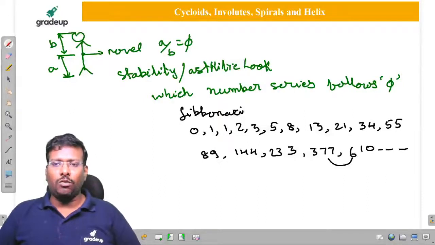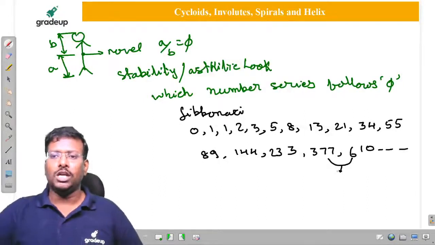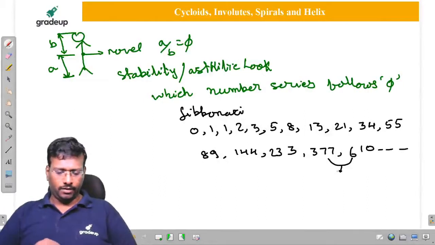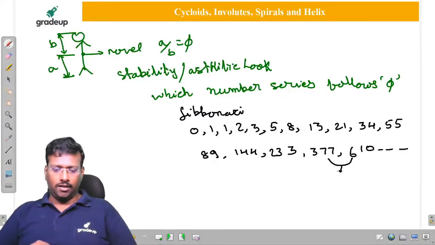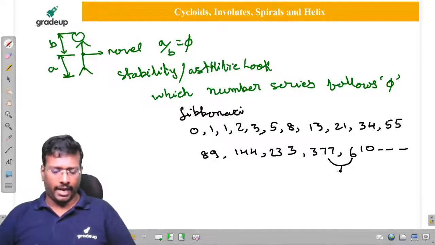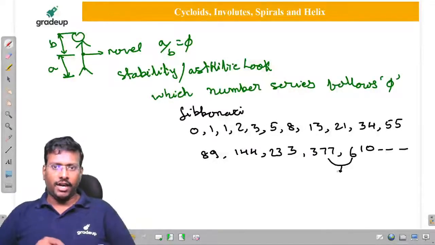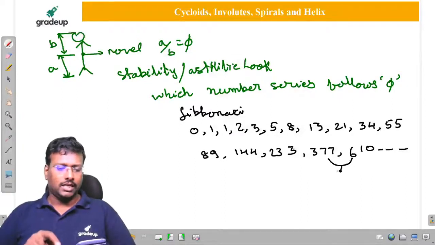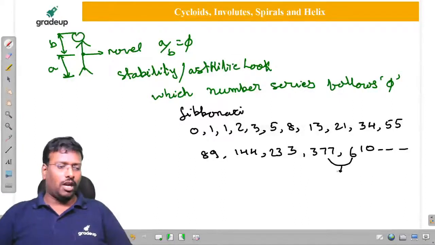Now you check it out. What is the ratio of these two? 610 divided by 377. I hope you are going to get 1.618. 377 divided by 233, we are going to get 1.618. 233 divided by 144, we are going to get 1.618. All of you observe, my dear friends.